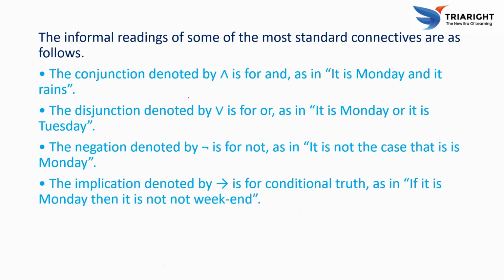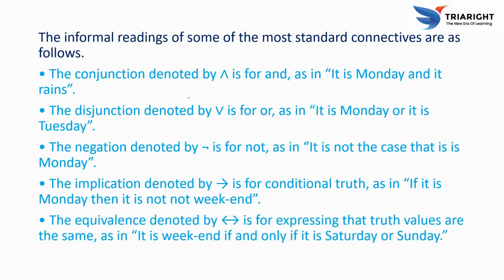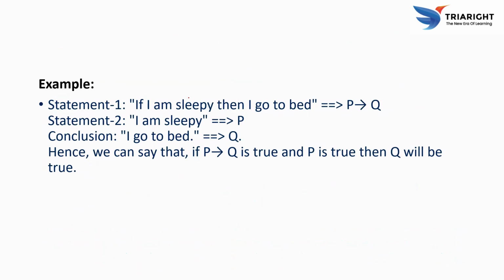Implication is denoted by an arrow, with an if condition: if it is Monday, then it is not a weekend. For the biconditional, the truth values are the same on both sides. It is the weekend if and only if it is Saturday or Sunday.